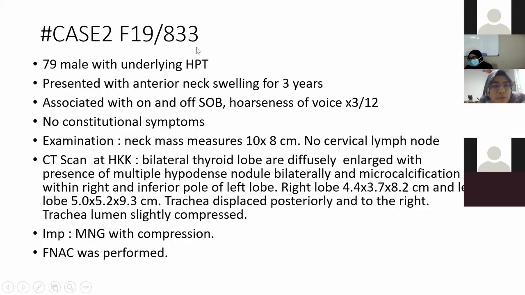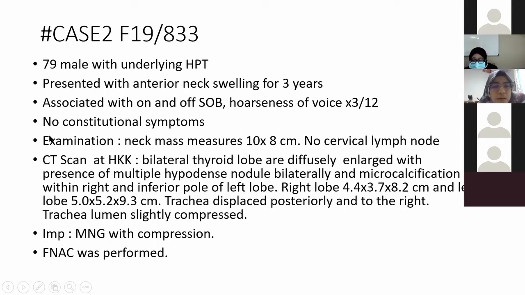Okay, so I proceed to the second case. The second case is a 79-year-old male presented with anterior neck swelling for 3 years duration. This patient had on and off difficulty in breathing, associated with hoarseness of voice for 3 months duration, and he denied any constitutional symptoms. Clinical examination shows the neck mass measures 10 by 8 centimeters, no cervical lymph node noted at that time.